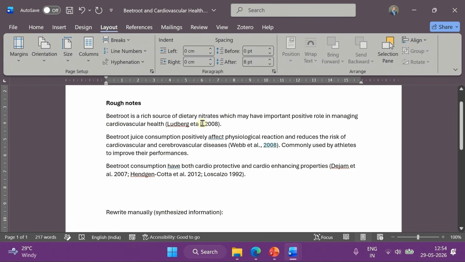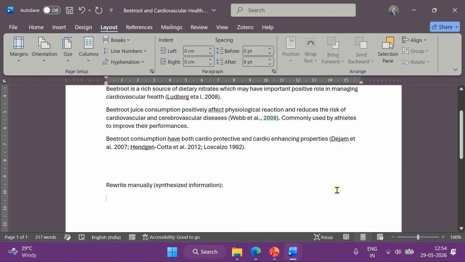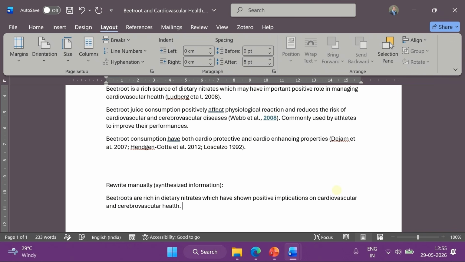Once I understand the overall picture from multiple studies, I start writing based on that combined understanding instead of relying on a single paper. For example, I may write, beetroots are rich in dietary nitrates and have shown positive effects on cardiovascular and cerebrovascular health. Several studies also report cardioprotective and performance enhancing properties. Now, this is much closer to how a research paper is actually written. Good academic writing is about understanding, evaluating, and synthesizing evidences from multiple studies, not simply rewriting sentences from one paper.